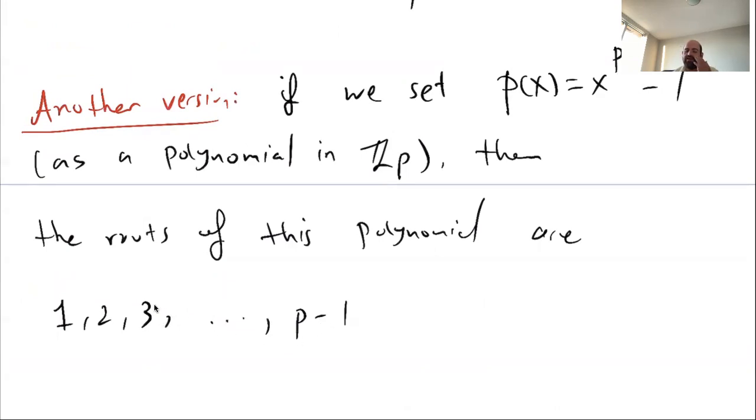So this is a fact, which is consistent with Lagrange's theorem. Lagrange's theorem said that a polynomial of degree p minus 1 can have at most p minus 1 roots. And this theorem guarantees that for this polynomial, we actually have p minus 1 roots. Which p minus 1 roots? 1, 2, 3, all the way to p minus 1.